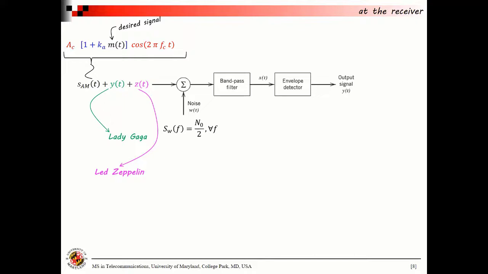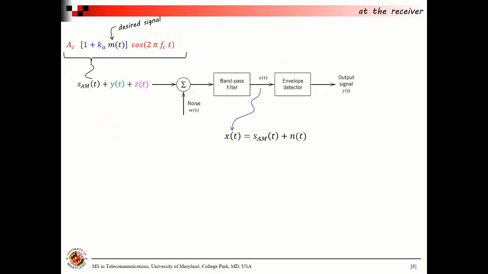In this case, its power spectral density is N0/2, a constant over all frequencies. All of this added together arrives at the receiver and is fed through a bandpass filter. The bandpass filter is designed explicitly to allow S_AM through and to block the Y of t and the Z of t. The other thing that happens is that the noise, which was white before going through the bandpass filter, is now colored.